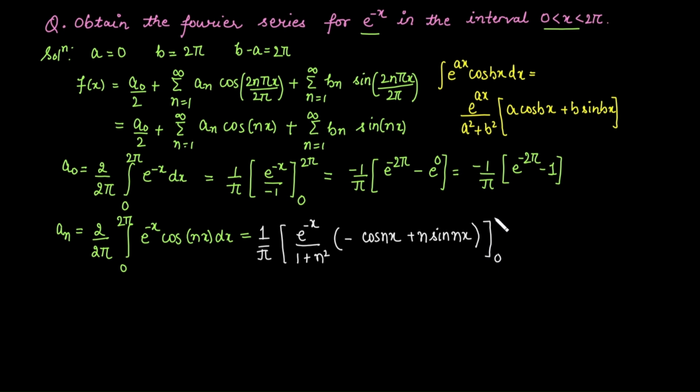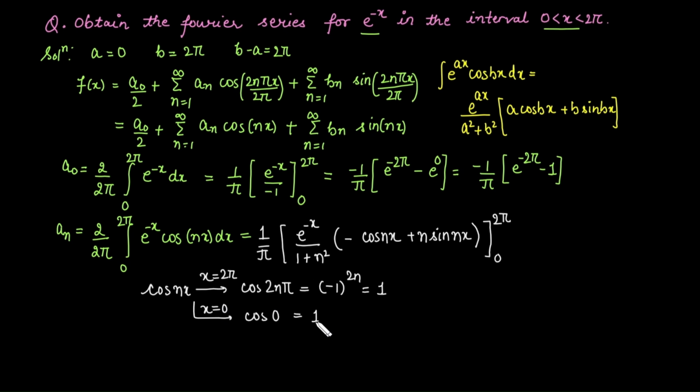Limits are 0 to 2 pi. Repeat the same procedure. Observe the behavior of cos nx on the upper limit as well as the lower limit. For the upper limit, we have cos of 2n pi. This is equal to minus 1 raised to power 2n, and that is equal to 1. For the lower limit, x is equal to 0, we have cos of 0. This is equal to 1.